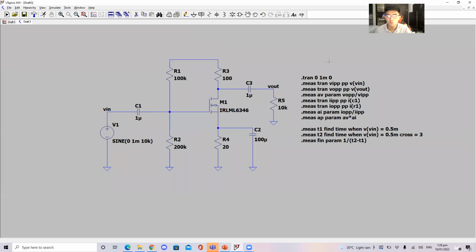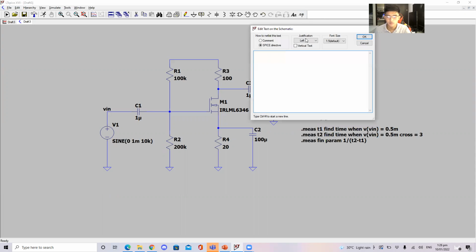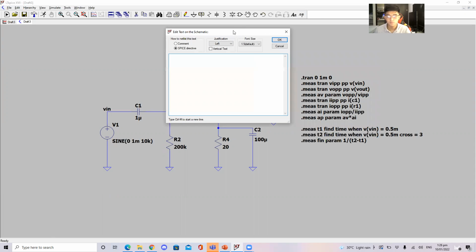So in this video, I will show you how to write the commands. To write your commands, this is similar to when you wrote the .tran 0 1m 0. You basically go to the SPICE directive, and for this one we're first going to be looking at the voltage input peak to peak and the voltage output peak to peak and its average. So you just write .measure tran Vin_PP PP V(in), followed by .measure tran Vout_PP PP V(out).